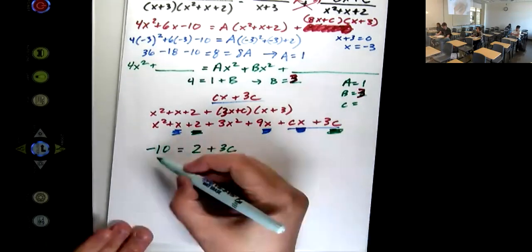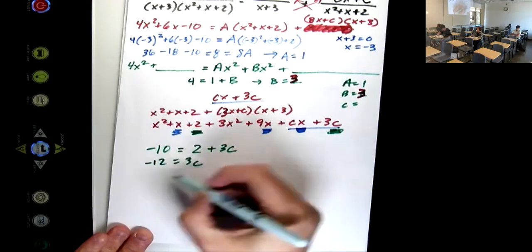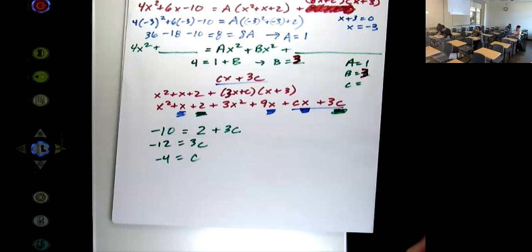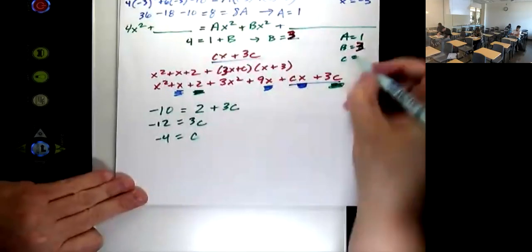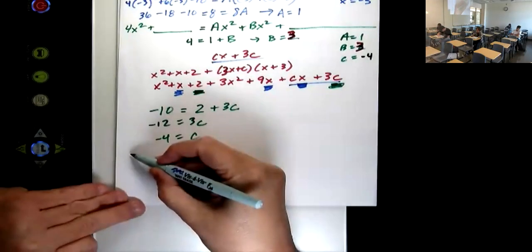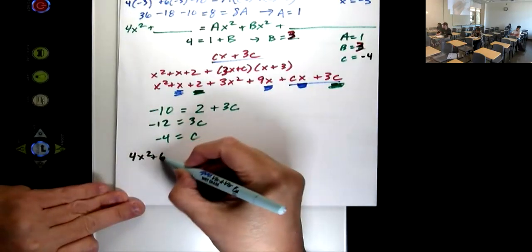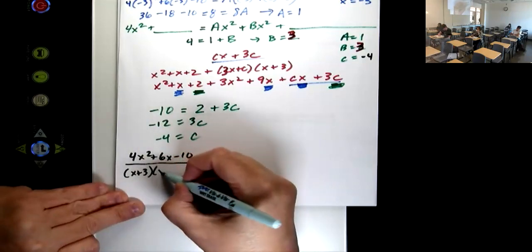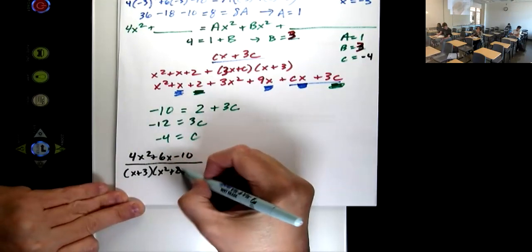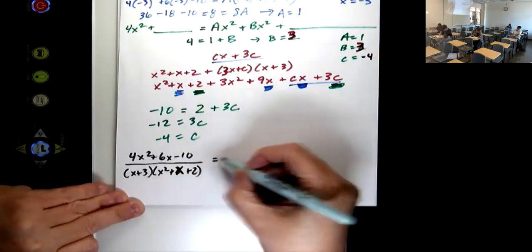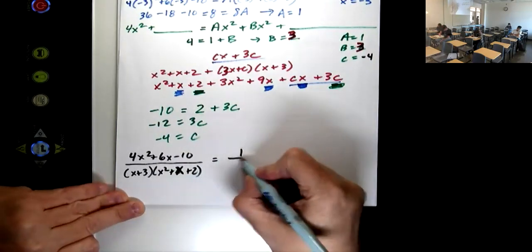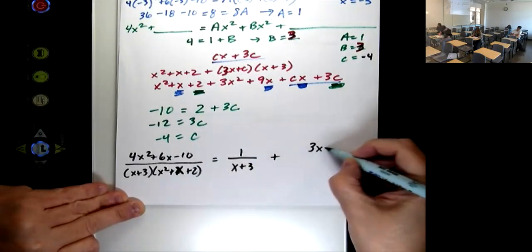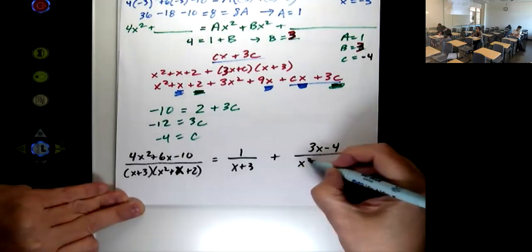So we solve. And I get (4x squared plus 6x minus 10) over (x plus 3) times (x squared plus x plus 2) equals 1 over x plus 3 plus (3x minus 4) over (x squared plus x plus 2).